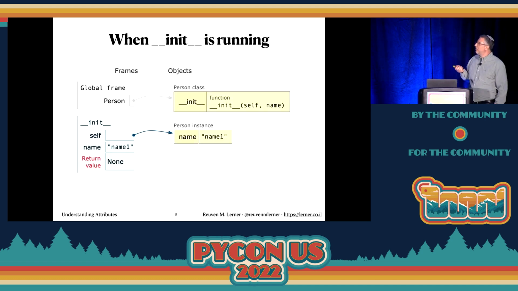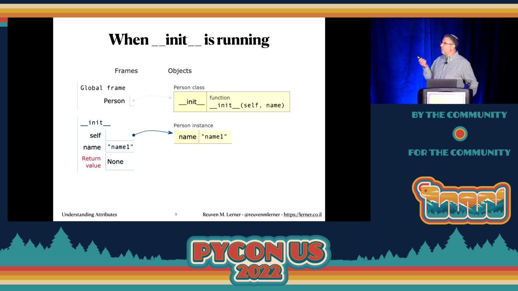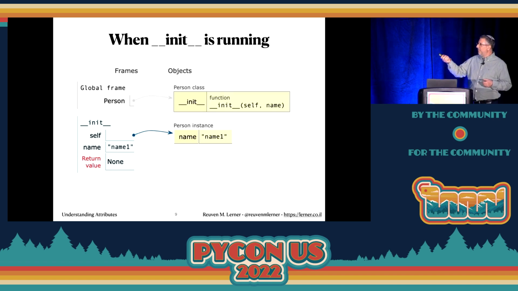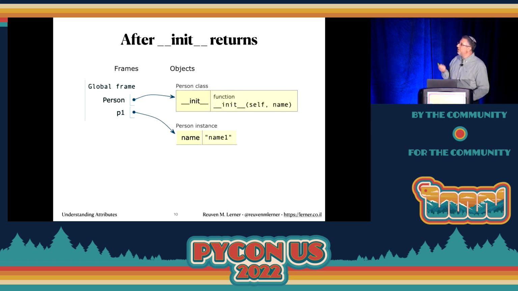Now, while __init__ is running, we can see what's going on. We have the global variable, Person, which refers to the Person class. And then inside of __init__, we have two local variables, self, which refers to the Person instance, and name. We can see then that self has an attribute called name, and its value is name1, which we got assigned from that variable name. Then when we return it, p1 is referring to that instance, which still has the attribute name, and we have the value name1. OK, not too bad, not too shabby.